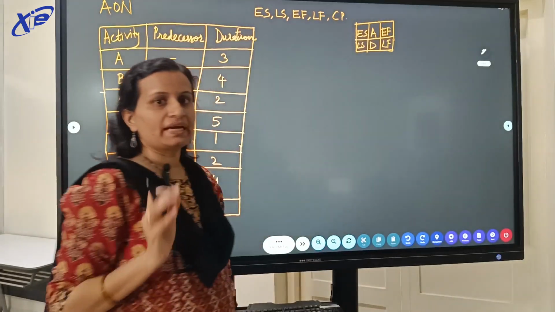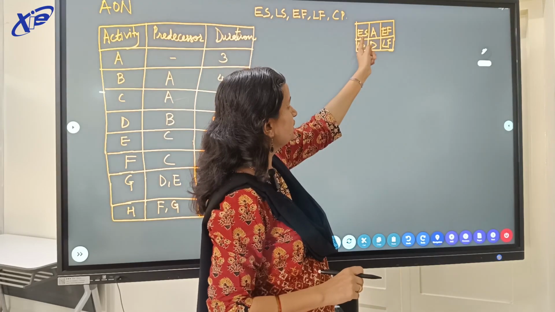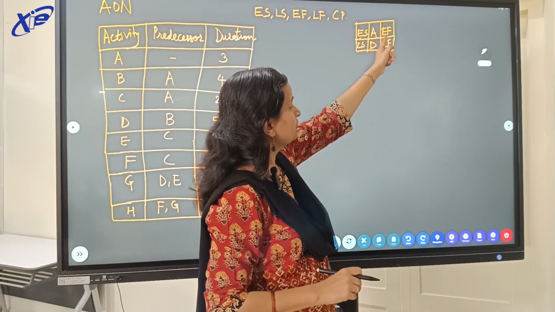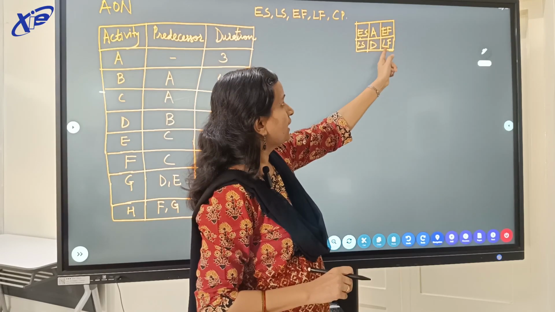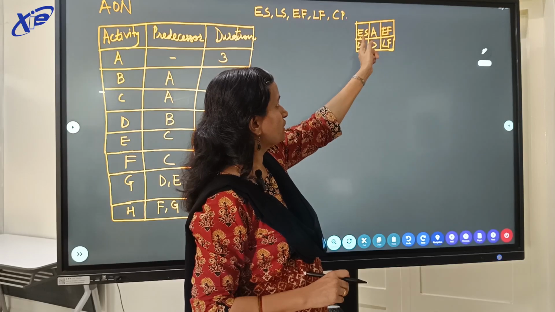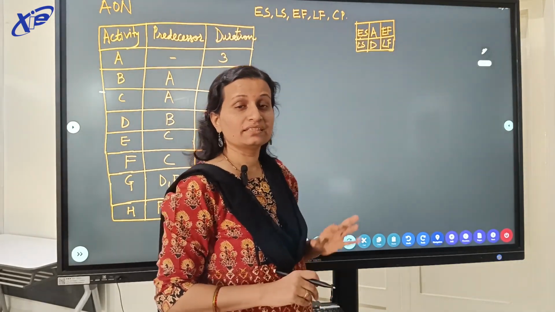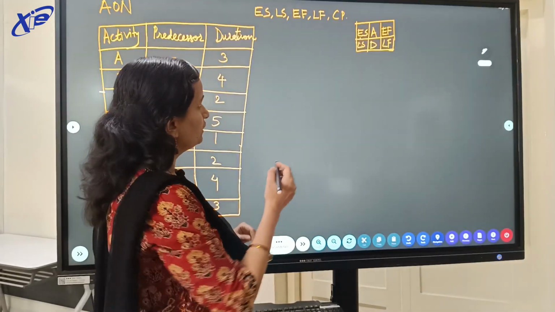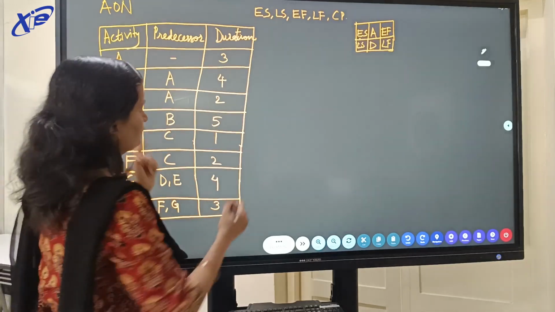We are going to draw the activity diagram in terms of these parameters: early start, activity name, early finish, late start, duration of the activity, and late finish. We are going to identify the values for ES, LS, EF, and LF, and at the end, the critical path. So let's move ahead in drawing the diagram. We start with the first activity A.